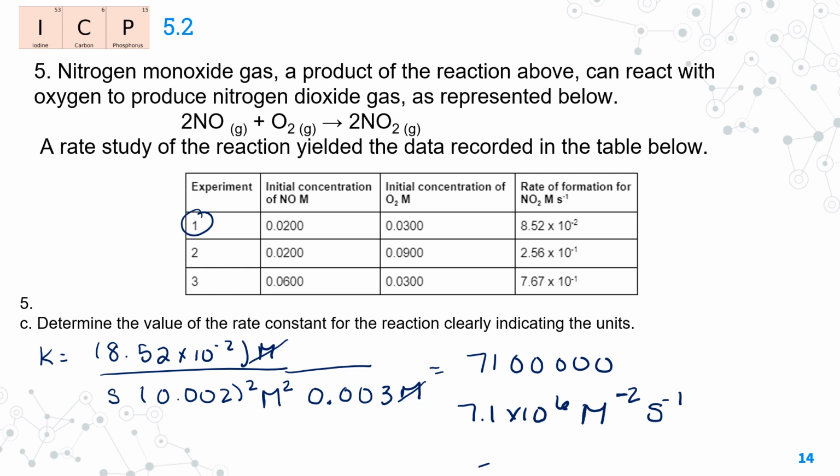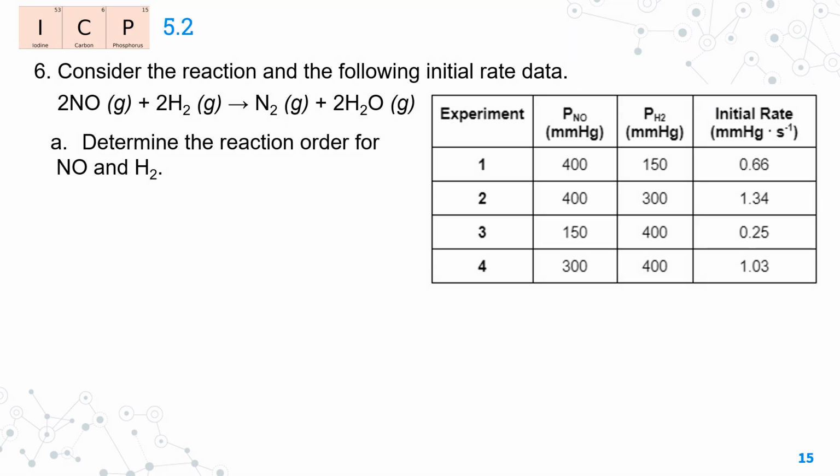Now let's look at problem 6. And this is another one where we're just going to determine the reaction order. Notice that this one is a gas. So here we're looking at pressures. We're not looking at concentrations. Remember we talked about last class how if we're talking about gases, we'll talk about pressure. If we're talking about aqueous, we'll talk about concentrations.